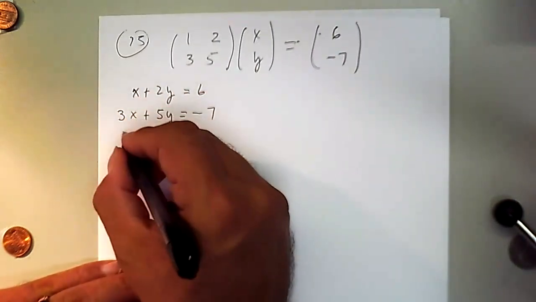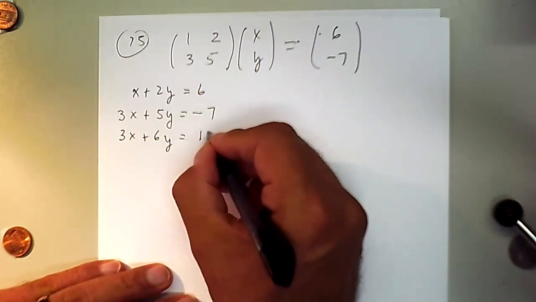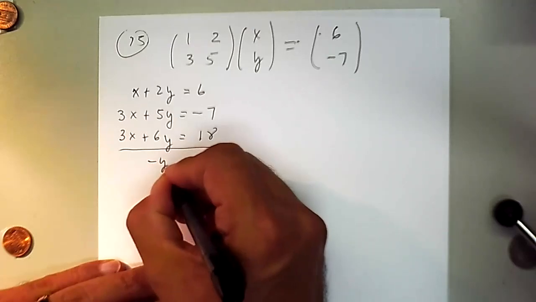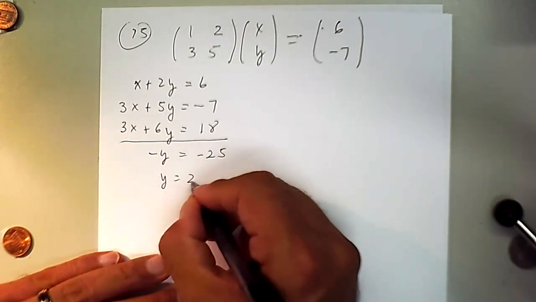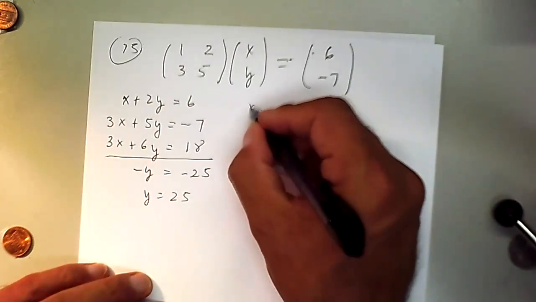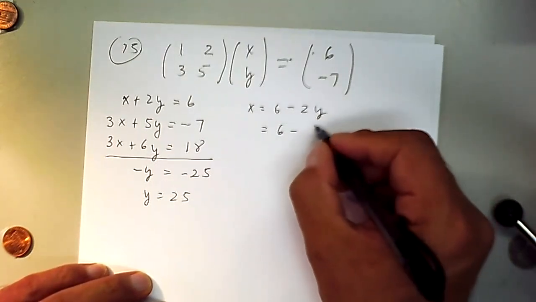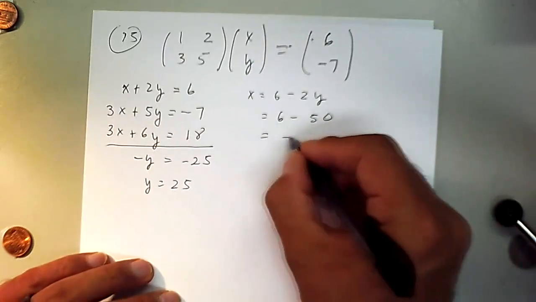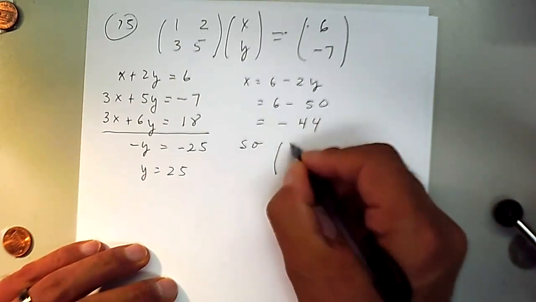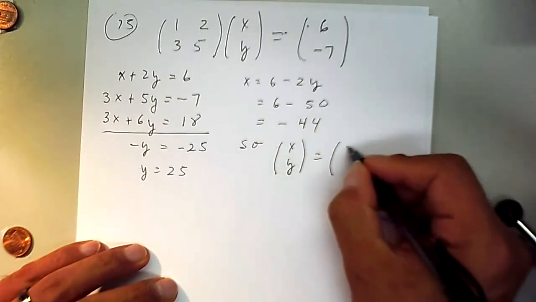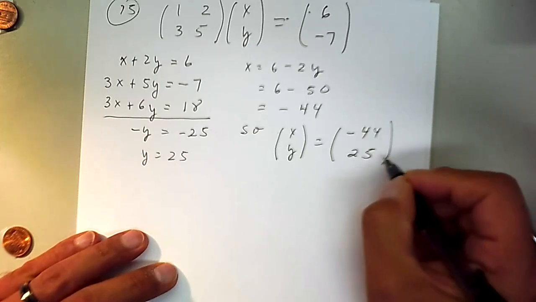Then you multiply the first equation by 3. 3x plus 6y equals 18. But then we subtract, and negative y equals negative 25. So y has to be positive 25. But then x equals 6 minus 2y. In this case, we have 6 minus 50, and that is negative 44. So xy is equal to negative 44, 25, and that should work.